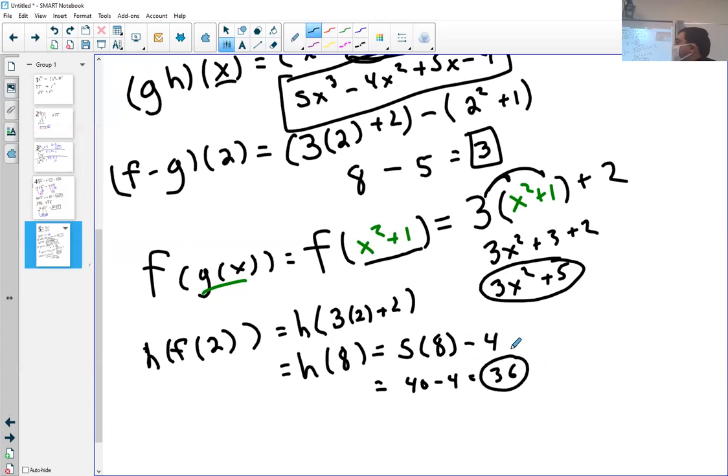I'll tell you, you do it right. If your x is in the function, you should have an x in the final answer. If you have a number in your function, you should have just a number in your final answer. Any questions on that?